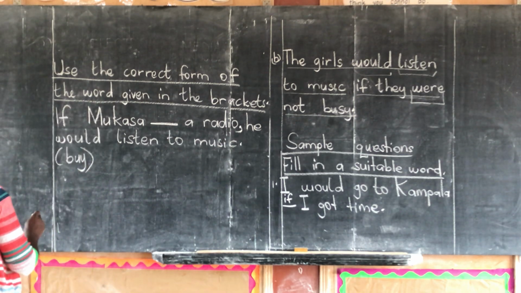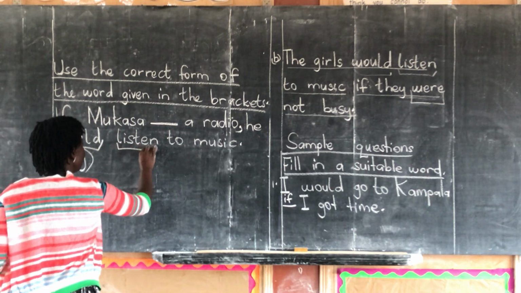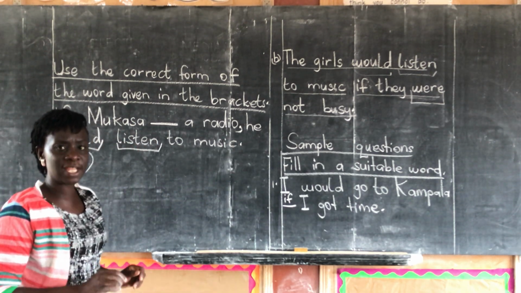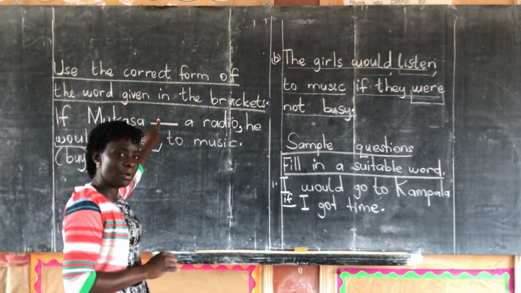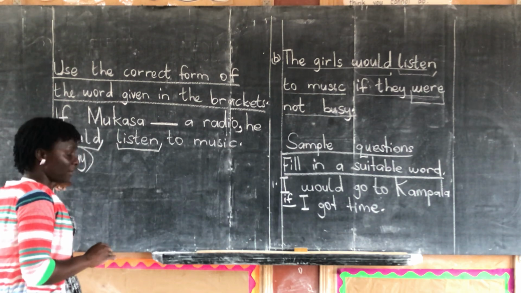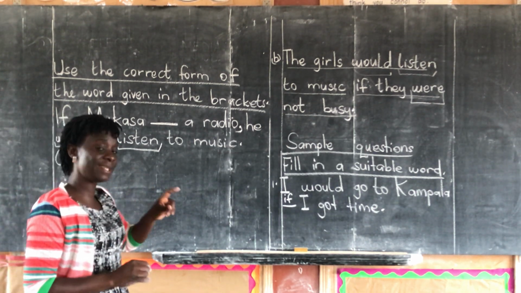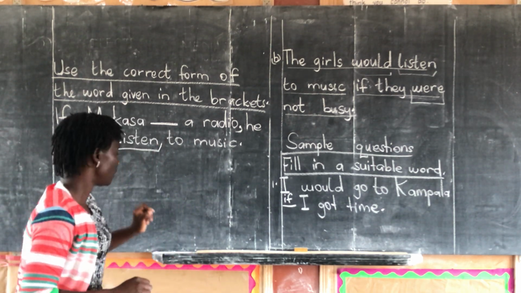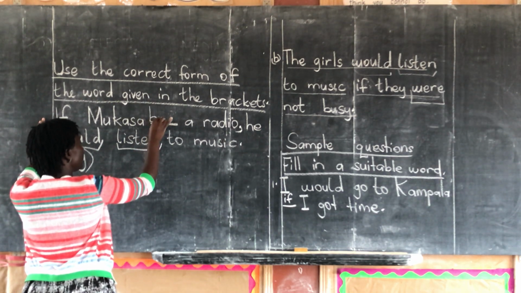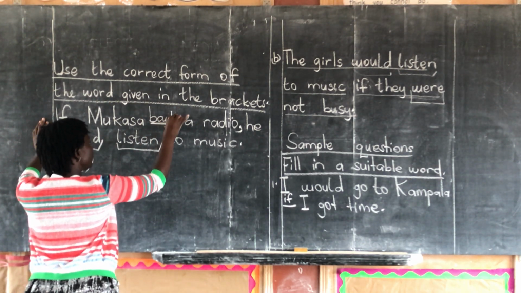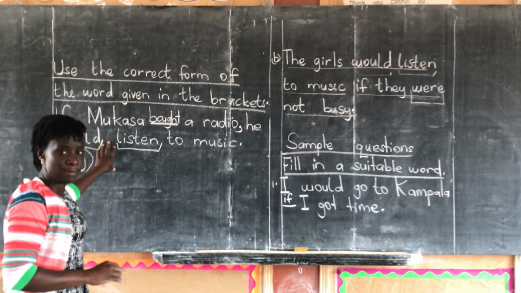You remember that teacher told us that if we have would and a main verb, we are looking at if two, meaning that here we are going to write the past simple tense of this verb given in the brackets, because the verb must change to past simple tense in if two. Therefore, our answer will be if Mukasa bought a radio, he would listen to music.